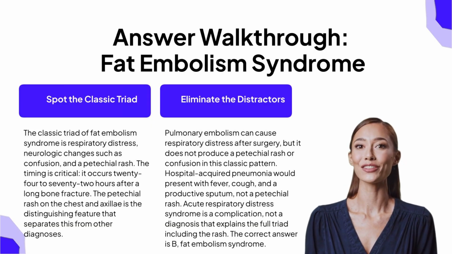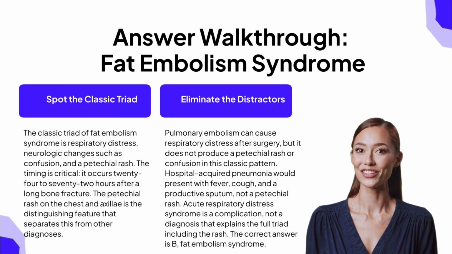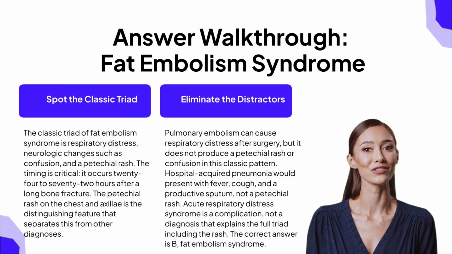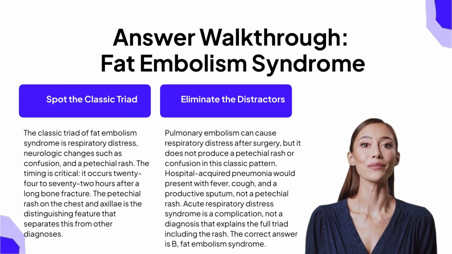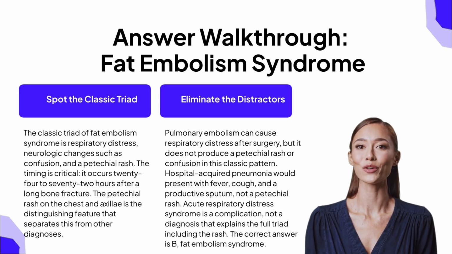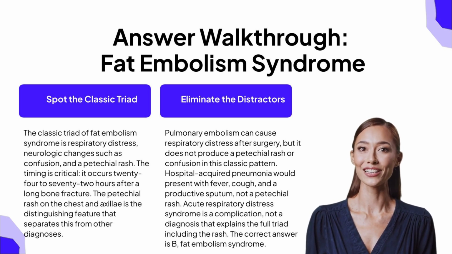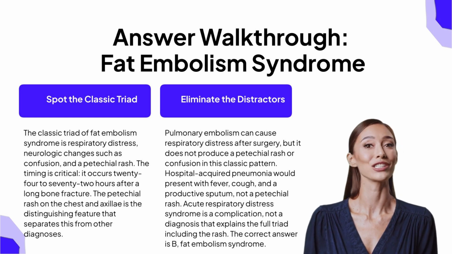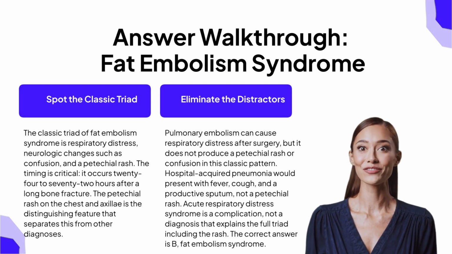The classic triad of fat embolism syndrome is respiratory distress, neurologic changes like confusion, and a petechial rash. What makes this question straightforward once you know the pattern is the timing. It occurs 24 to 72 hours after a long bone fracture, especially of the femur or pelvis. The petechial rash on the chest and axillae is the distinguishing feature.